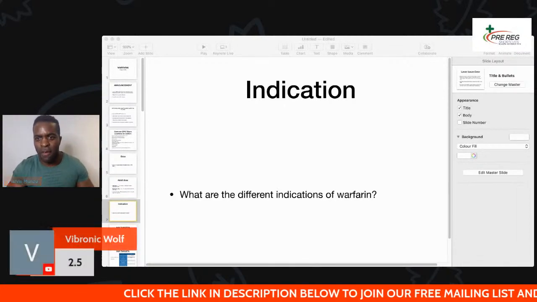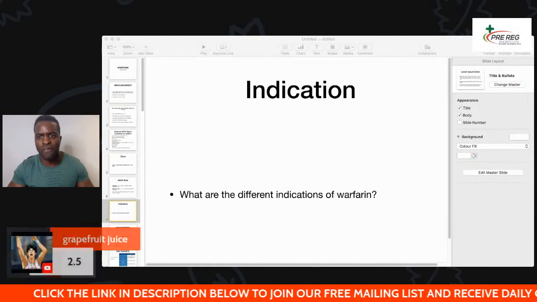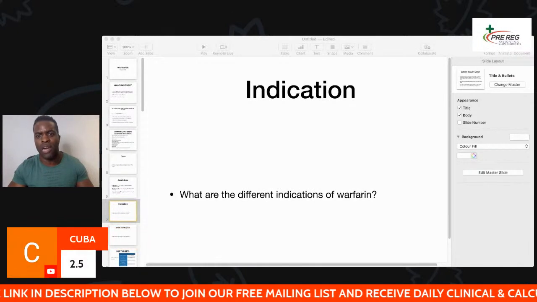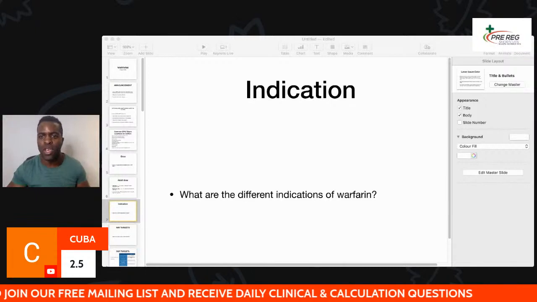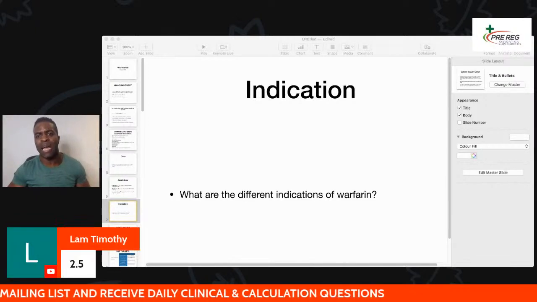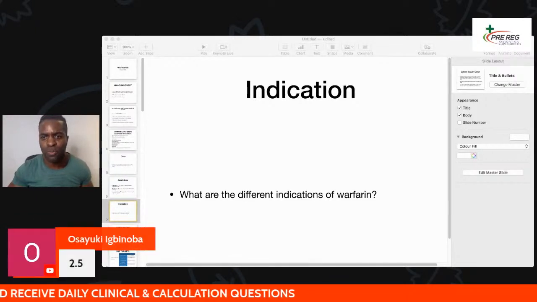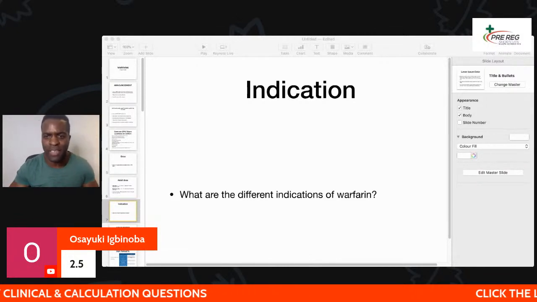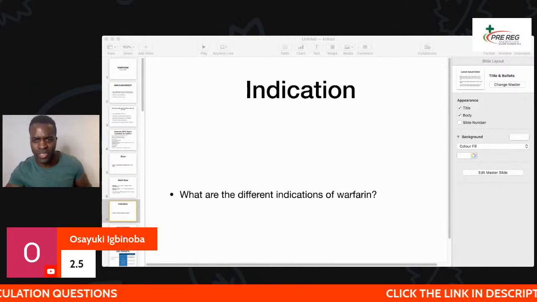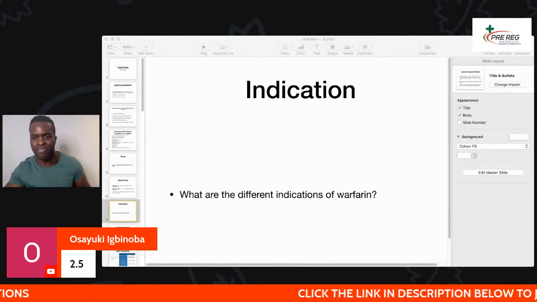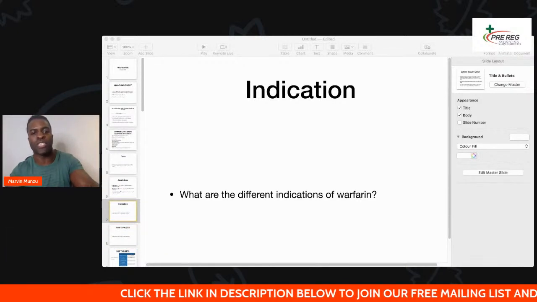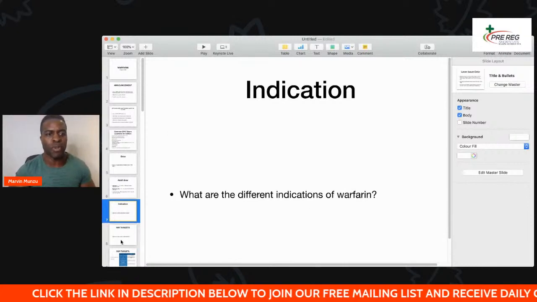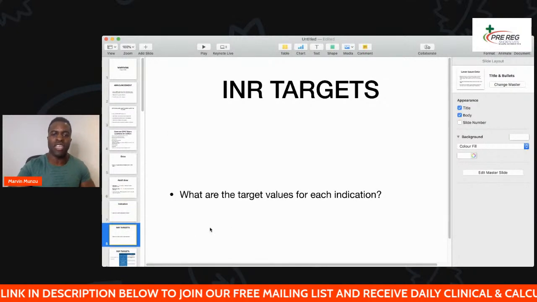What is it? Vibronic Wolf in the house, 2.5. Grapefruit Juice, 2.5. Cuba, 2.5. If you don't know, put a zero so that I know, so that I can help you. Great stuff. So 2.5. Man Like Lamb Timothy Long in the house says 2.5. Osa Yuki representing for Kingston University. Great stuff. So lots of 2.5. So that's what you need to know. You need to know indications, but you also need to know INR target ranges.